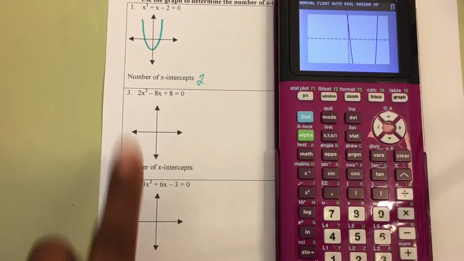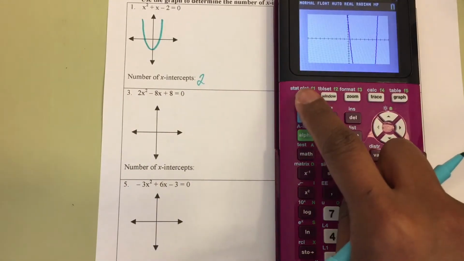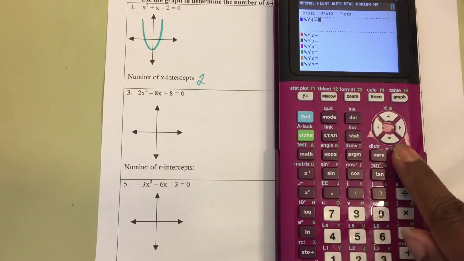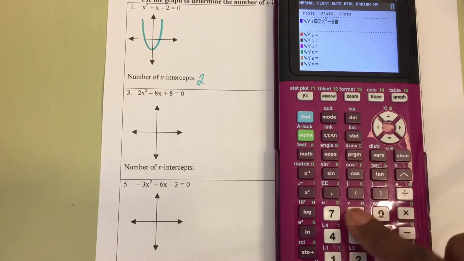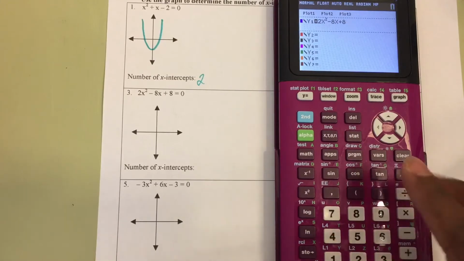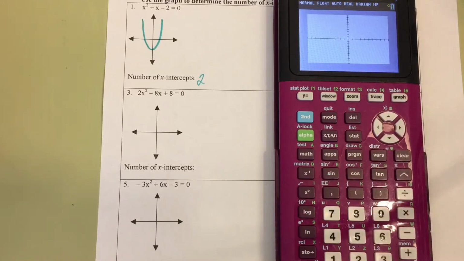All right, I'm just going to go ahead and do 3 and 5 next. That way I don't keep moving the calculator back and forth. But you can do the other order if you want. So minus 8x plus 8. As long as it all equals 0, we're good to go. And we graph it.